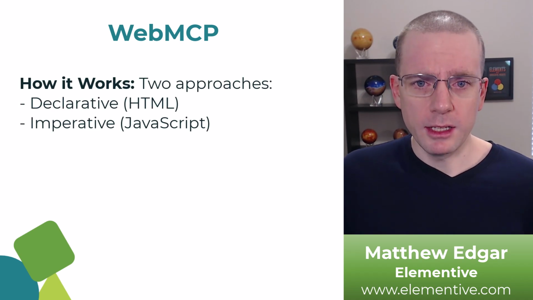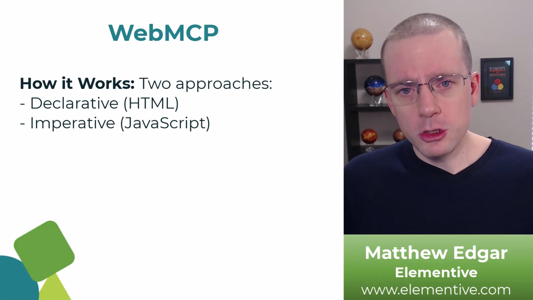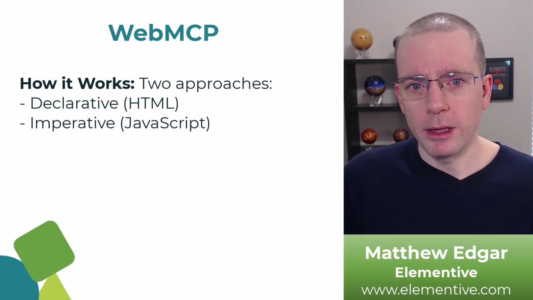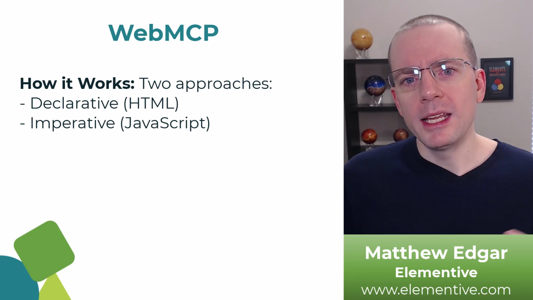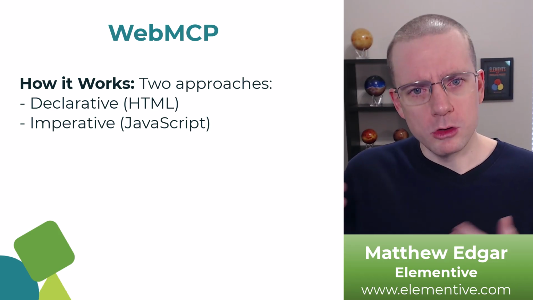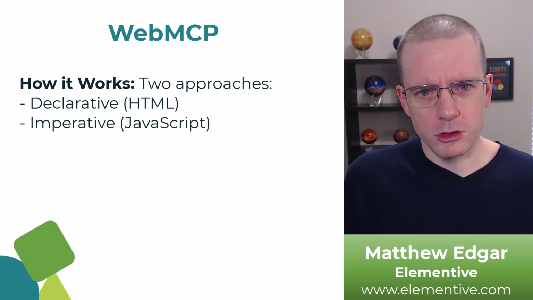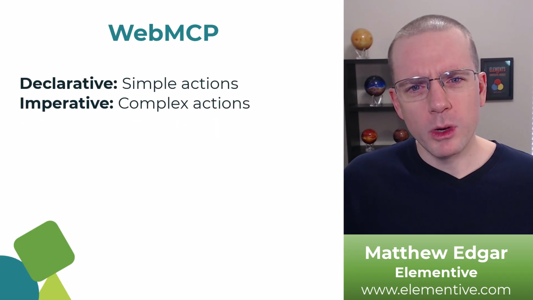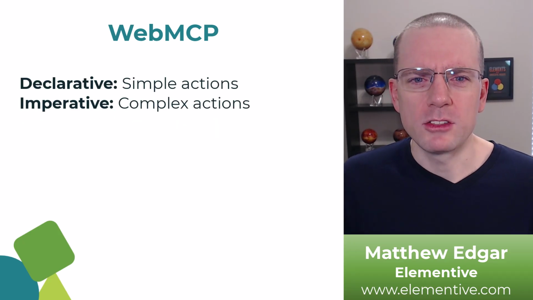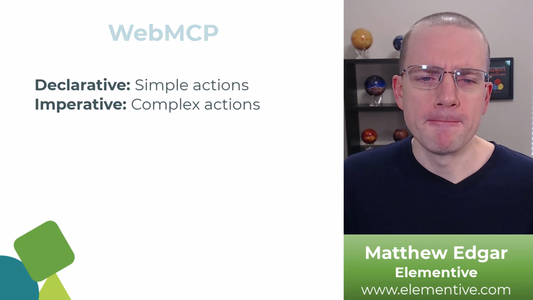One thing to note about WebMCP is there's actually two different APIs within it. So one is declarative. This is where you can add new attributes to existing HTML form elements. The other one is imperative, and this is going to use JavaScript to register different tools that you have. And the imperative one is better for more complex tools that you may have going on.